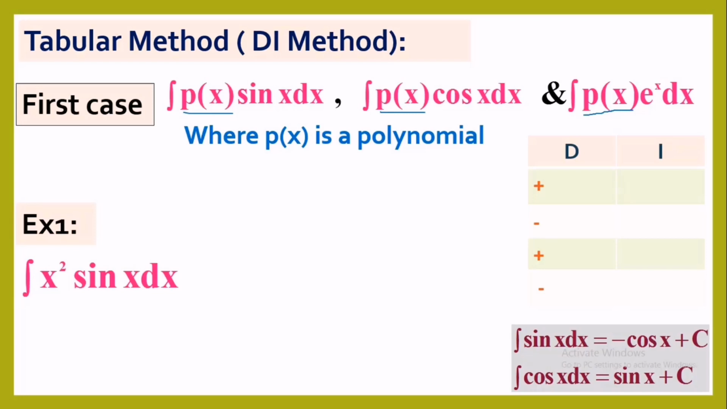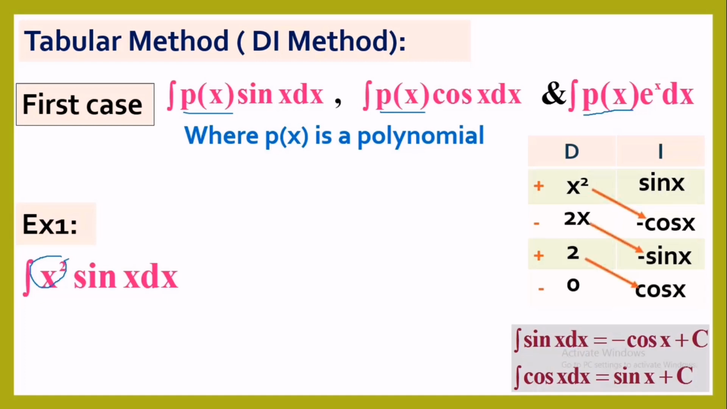In case of a polynomial, we take the polynomial in the D column, so x squared in the D column, and sine x in the I column. Then in the D column, differentiate x squared, we get 2x, then the derivative of 2x is equal to 2, and the derivative of 2 is equal to 0. In the I column, integrate. The integral of sine x is minus cosine x, and the integral of minus cosine x is minus sine x, and the integral of minus sine x is cosine x.